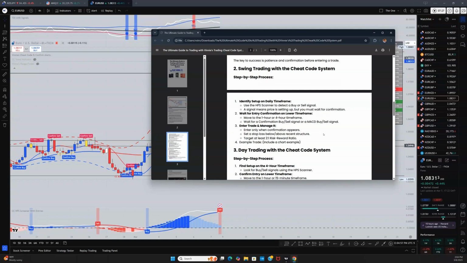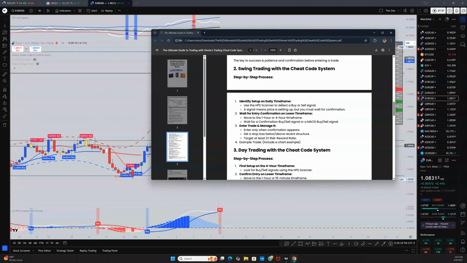Step-by-step process on how to find a trade. If any of this does not make sense or appear on the screen, do not take the trade. Do not take the trade. Okay? Understand that you're not going to win every single trade, and understand that if you do follow the rules, you will win more than you lose.